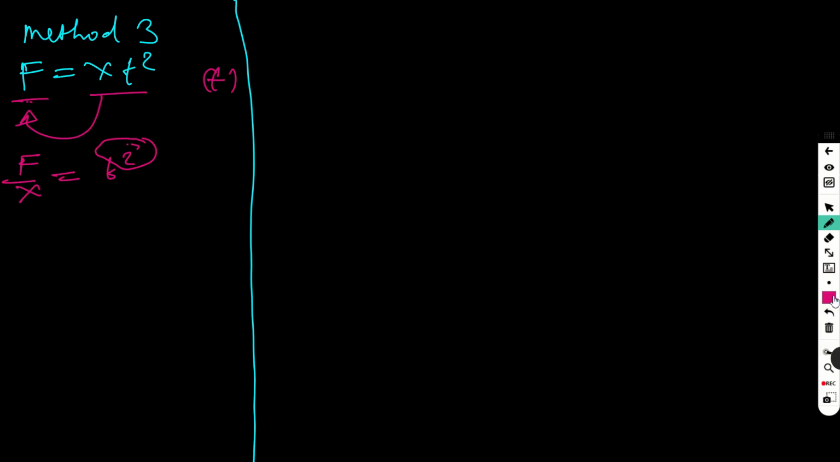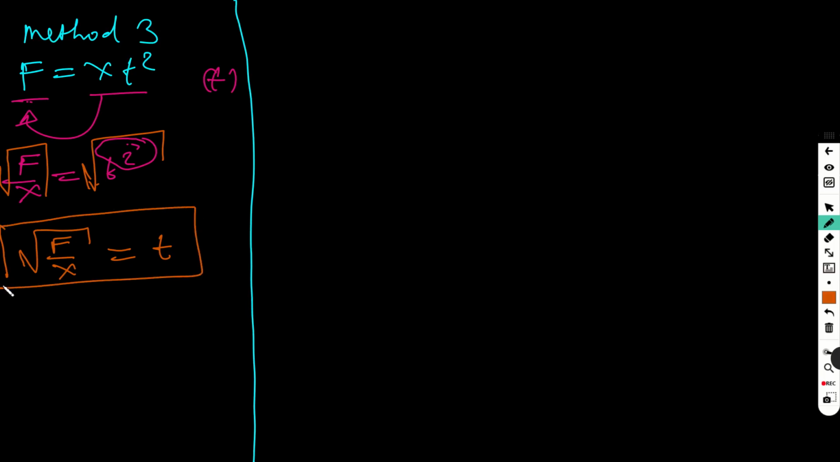How do you remove the 2 now? Since it's squared, you have to take the square root on both sides of the equation. Because the inverse of square is square root, you take the square root on both sides. So your equation, we have the square root of f of x is equal to what? T. That's what you have done. So you have now made t the subject of the formula.